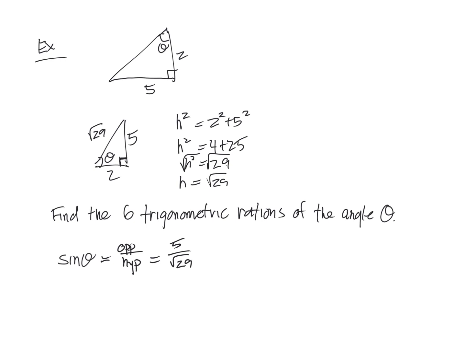If you need to rationalize the denominator, you don't want to have a square root. We multiply both sides by square root of 29 over square root of 29 to get 5 root 29 over 29. So that's sine.